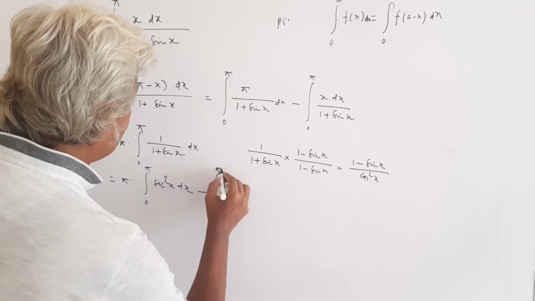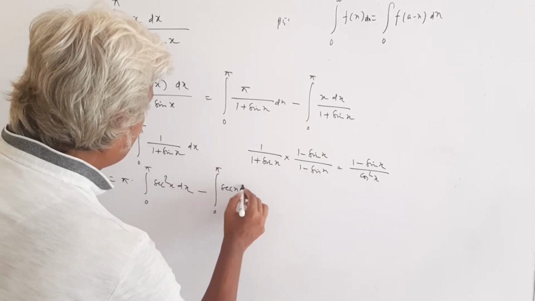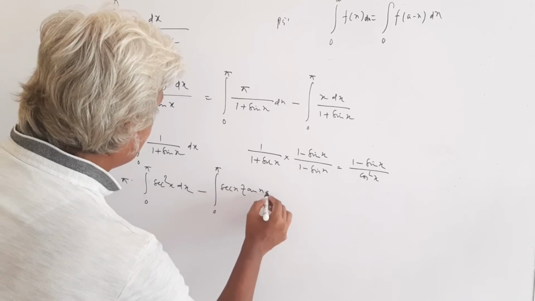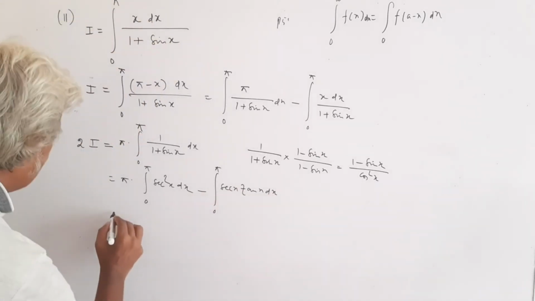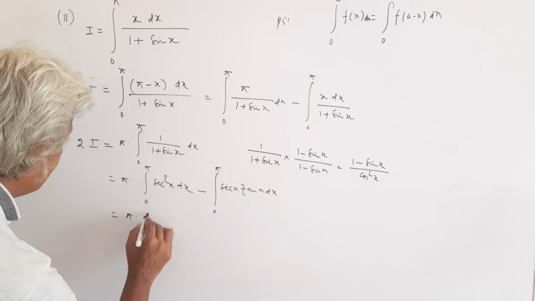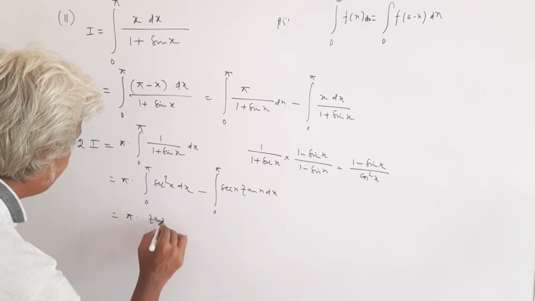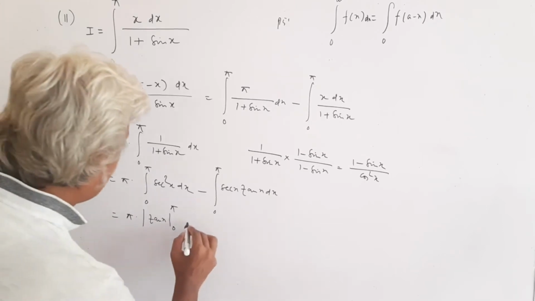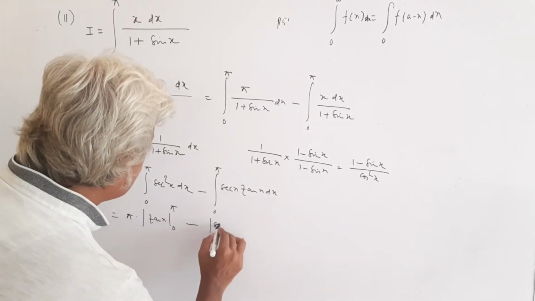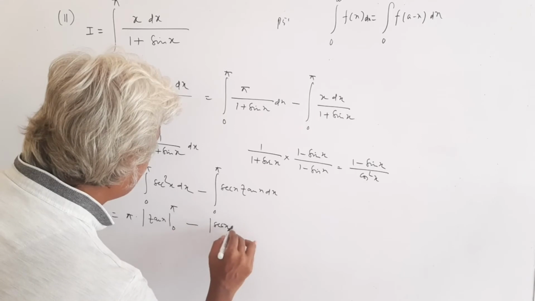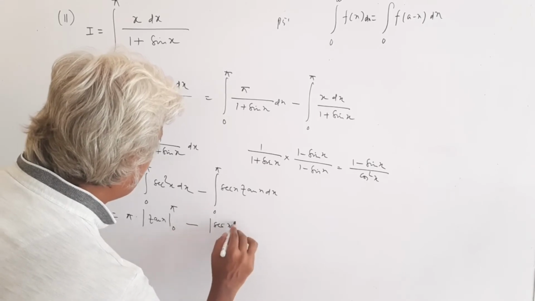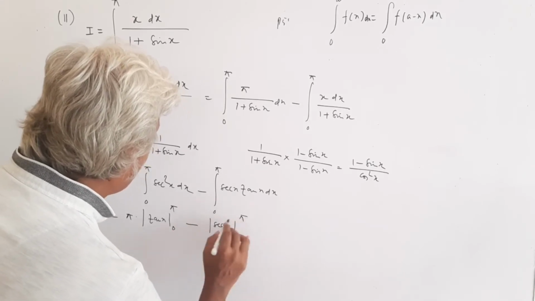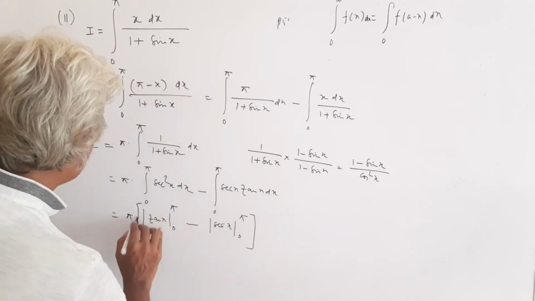0 to pi, sec x tan x dx, that is pi times tan x, limit is 0 to pi, minus this is sec x, this is also 0 to pi, and everything will be multiplied by this pi.